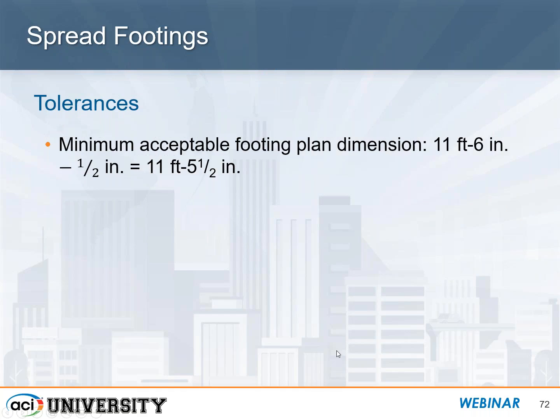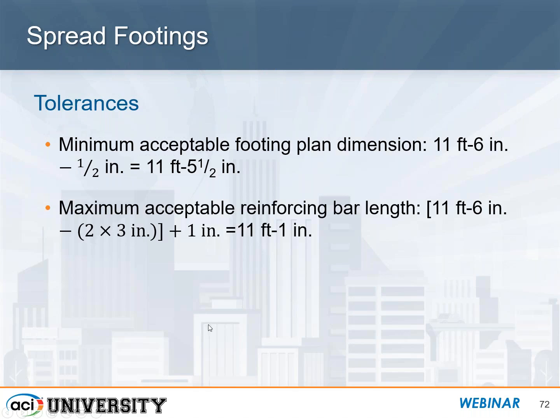We have a minimum acceptable footing dimension then of 11'6" minus the half. So that's 11 foot 5½ inches. We have a maximum acceptable reinforcement bar length. We start out with the 11'6" size of the footing that we specified. We take off 6 inches, so 3-inch cover on either side, and then we add the 1 inch for the fabrication tolerance.